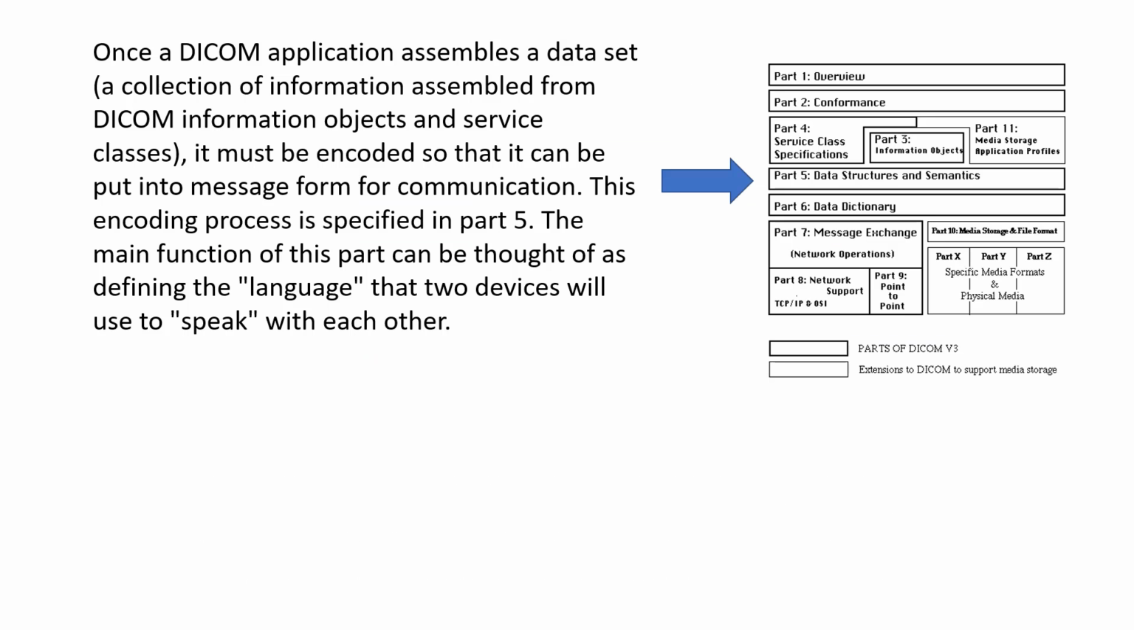Once a DICOM application assembles a data set, it must be encoded so it can be put into a message form for communication. This encoding process is specified in Part 5. This is the main function and can be thought of as the language that the two devices use to speak to each other.